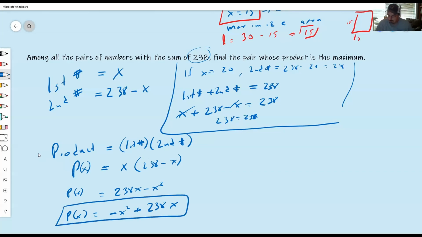And what is this? This is a quadratic equation, or parabola. And once you get to here, this problem is just like the previous problem we did. This is where I'm going to stop. You look for a, b, find the vertex. Let me know if you have any questions.